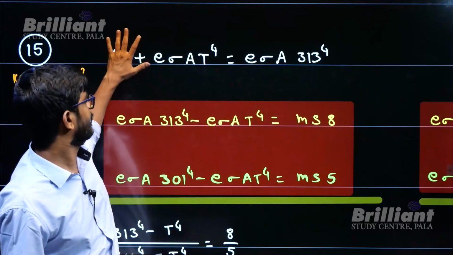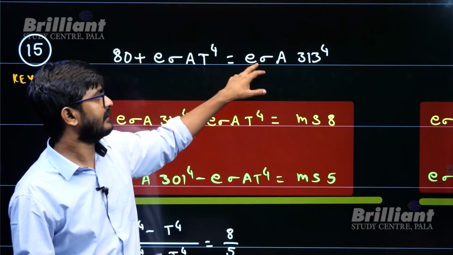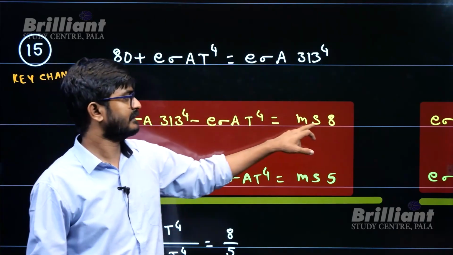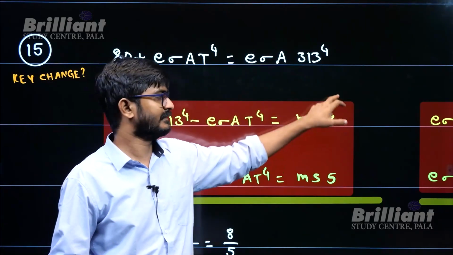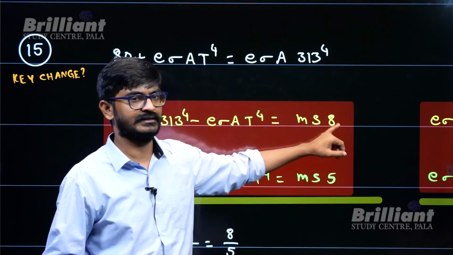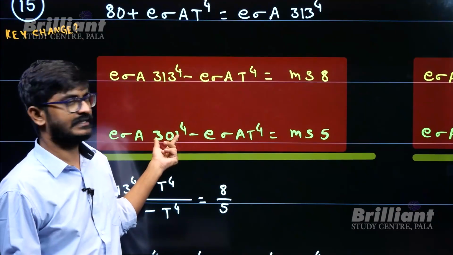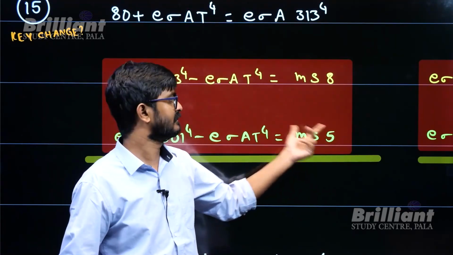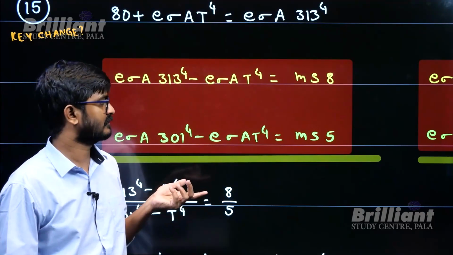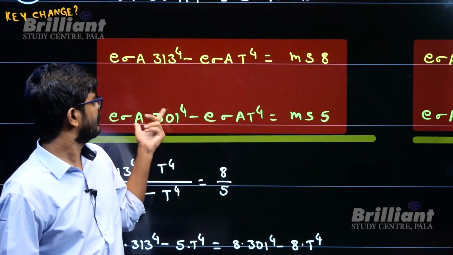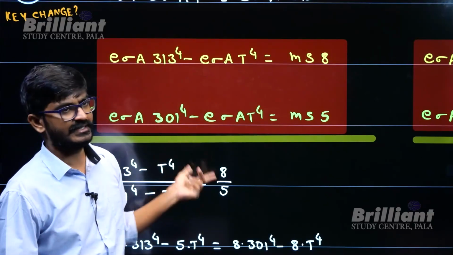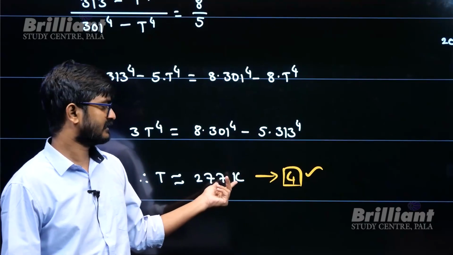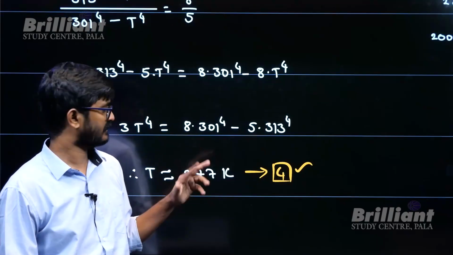Now when they switch this off, what will happen? There will be net energy released. What is the net energy released? This minus this. Now that will be ms d theta by dt, the rate at which the temperature is changing, 8 they said. Now in the second case, when the temperature is 301 Kelvin, then 5 degrees Celsius per second they said, right? Anyway, change in Kelvin or Celsius is going to be the same. Now when I take the ratio, E sigma A will get cancelled, I can take the ratio and I can get the answer 277 Kelvin, which is like 4 Celsius, right?